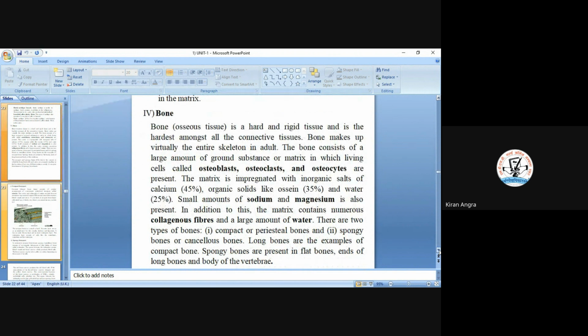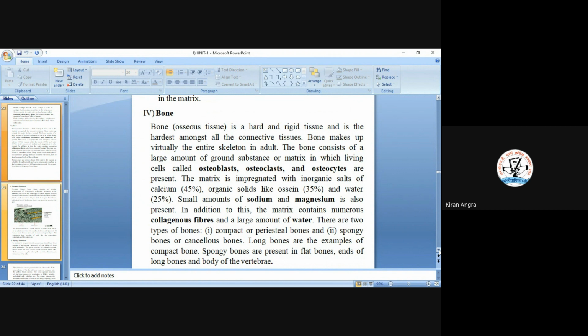If you see the whole skeletal system of the adult human body, it is virtually made of bones. The bones have a large amount of ground matrix in which there are living cells called osteoblasts, osteoclasts, and osteocytes. The matrix also has inorganic salts of calcium, organic solids like ossein, water, and small amounts of sodium and magnesium.